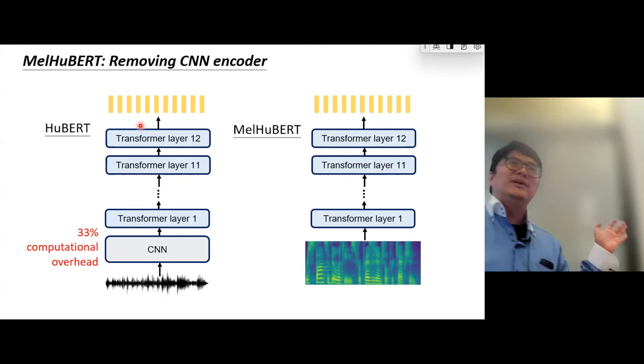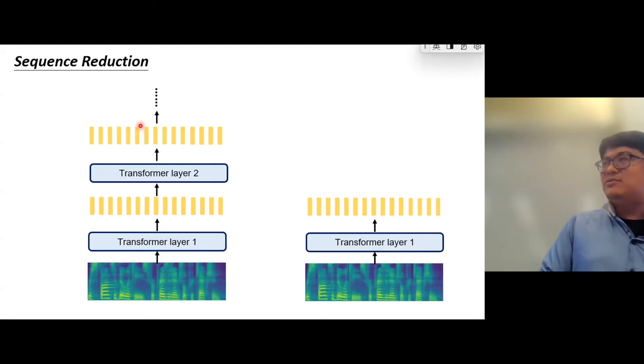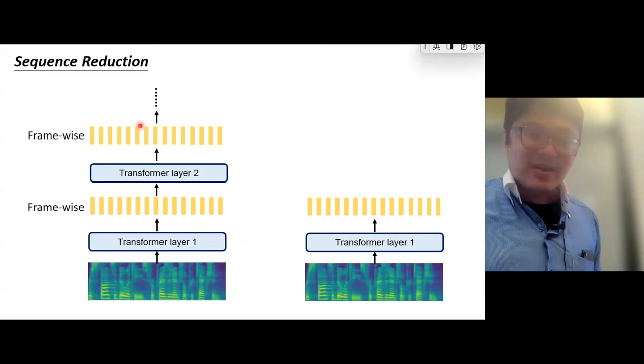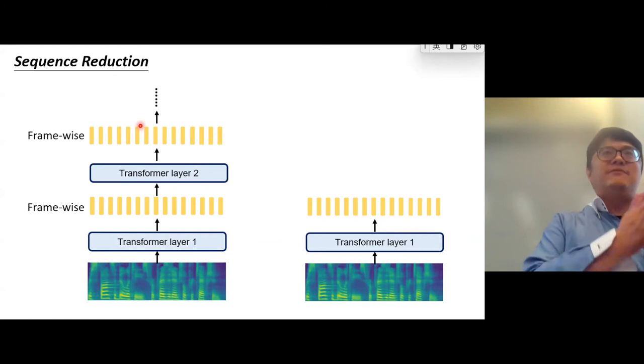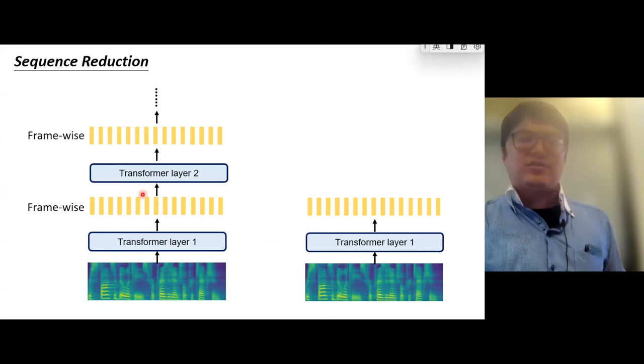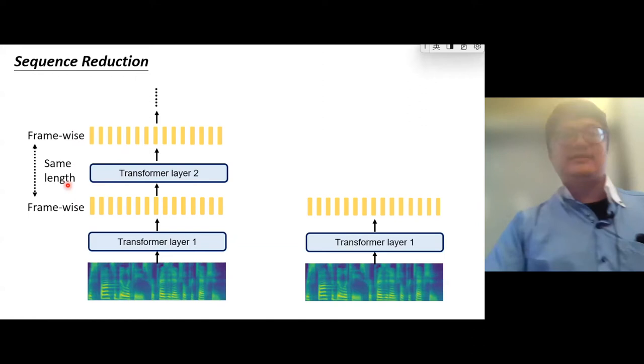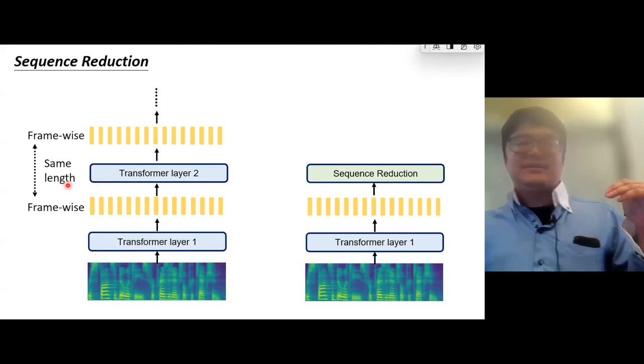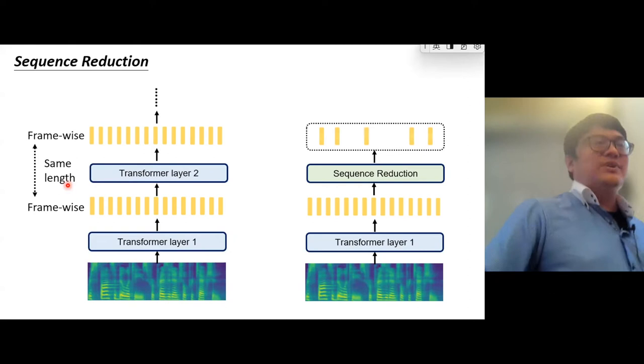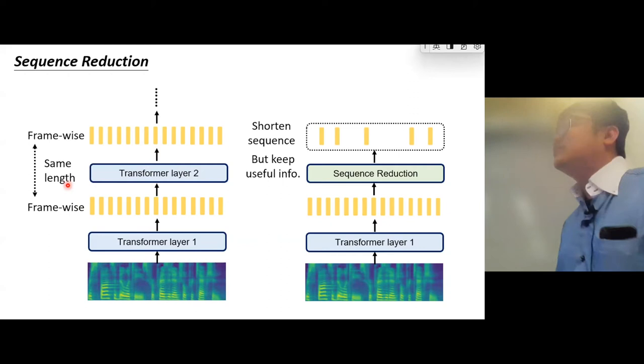Another research direction, which is highly related to speech, is sequence reduction. As you know, today those self-supervised models extract frame-wise representations. It's a very long sequence. Given an utterance, it extracts a very long sequence, and each transformer layer will process the whole sequence, but the input and output of a transformer layer have the same length. What we are working on is to insert a sequence reduction module between the transformer layers. The sequence reduction module will shorten the sequence, but still keep the most useful information.